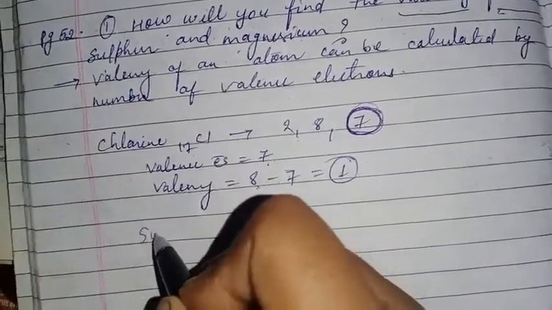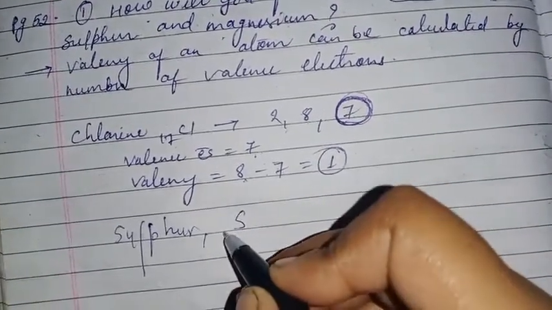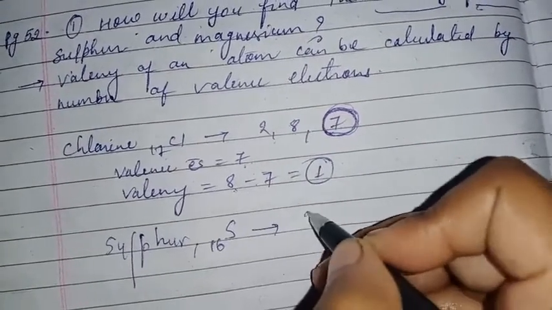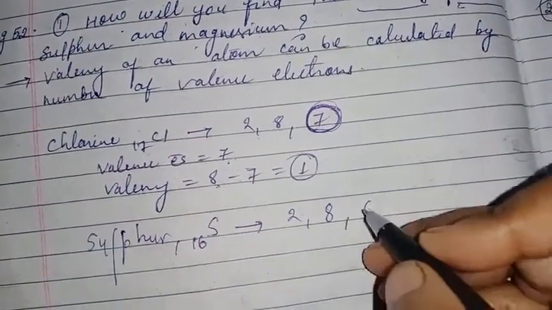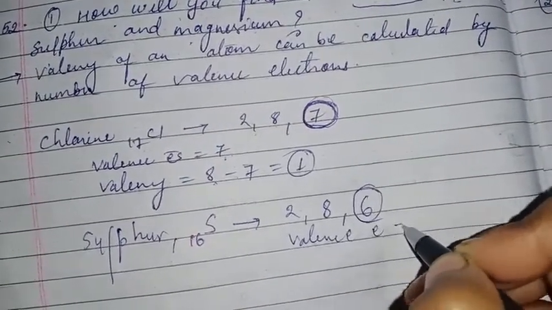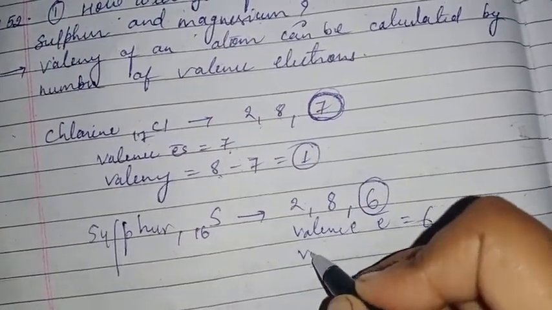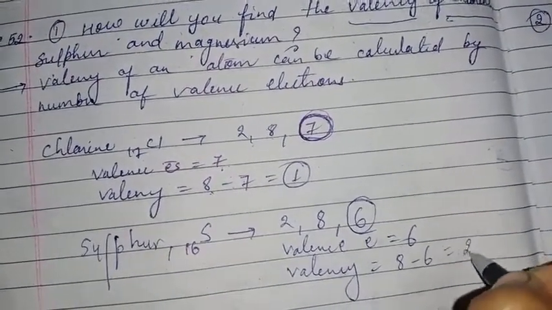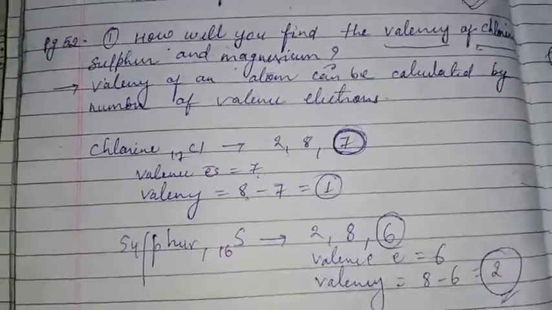Similarly, we can do it for sulfur also. Sulfur, its atomic number is how much? 16. Okay, so you can distribute it like that, 2, 8 and 6. Okay, so 6 shows the number of valence electrons. So valence electrons are 6 there. So valency will be 8 minus 6, that will give you 2. So sulfur will show the valency of 2. So that's how you can calculate the valency of sulfur.